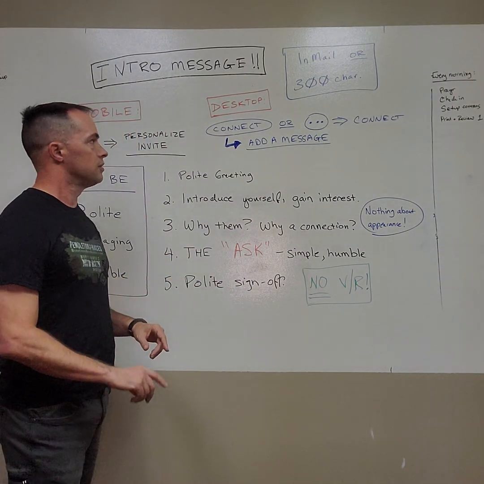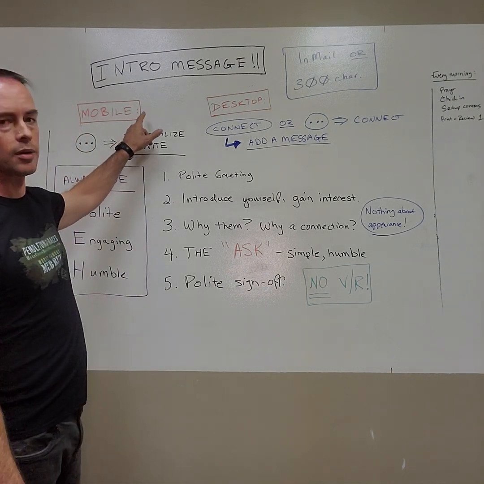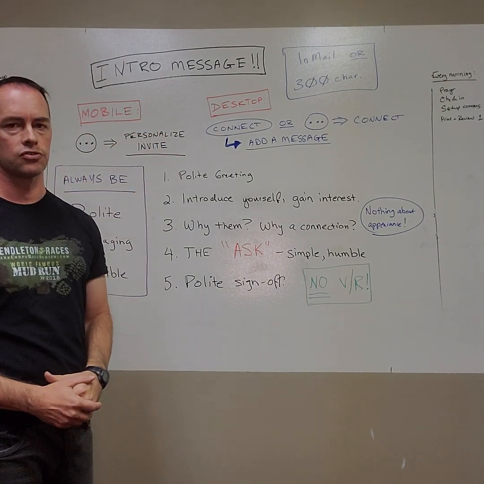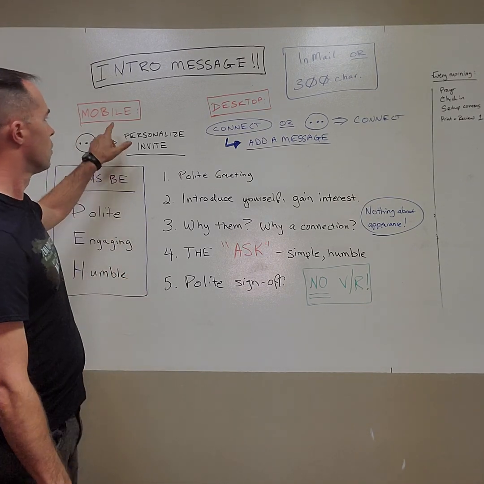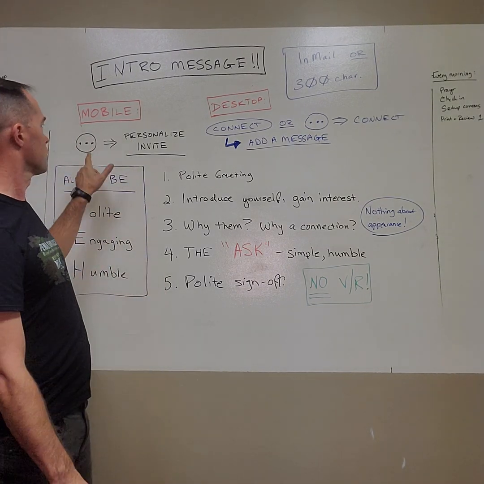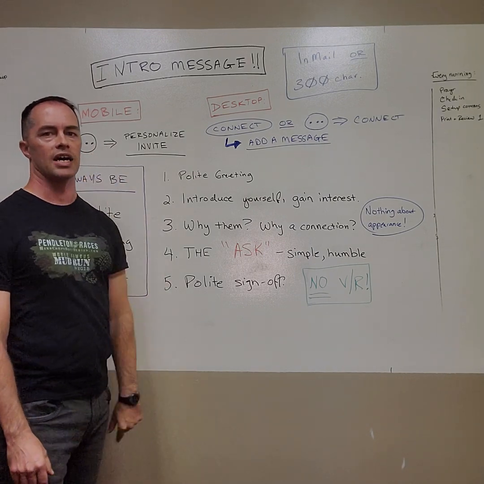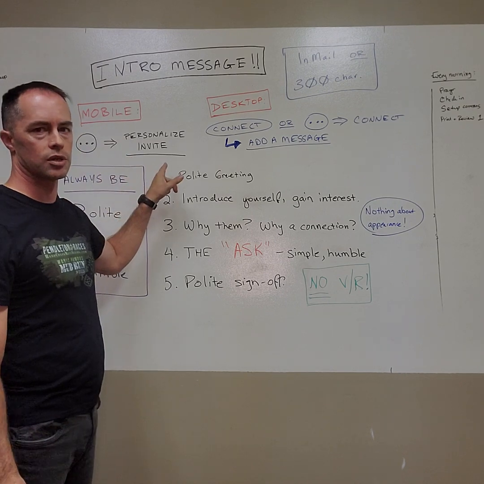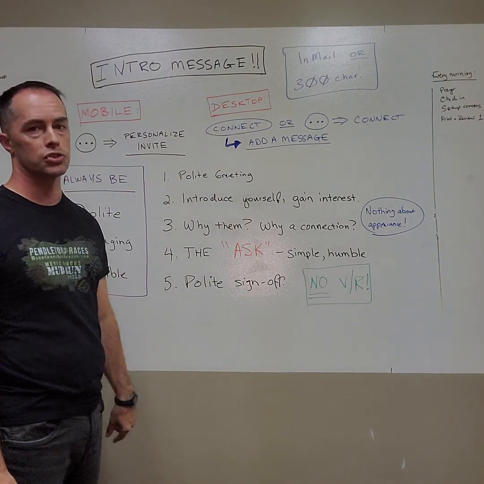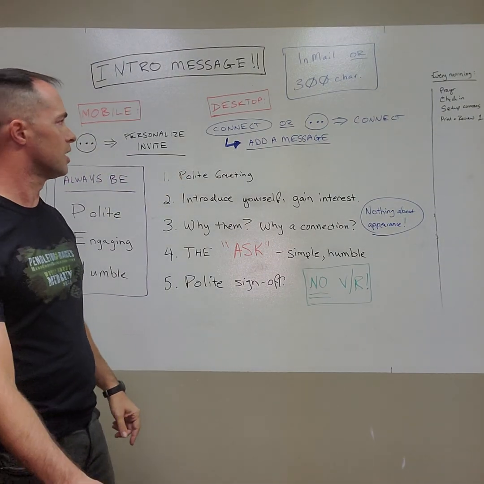Let's jump in the Wayback Machine for just a second and talk about how we request connections, because I feel like this is not well known. I'm going to double tap this. On mobile, remember we have to look for that little circle with the 3 dots. Don't just click the big connect button. The circle with the 3 dots is going to bring you to a drop-down menu, and you click personalize invite, and it's going to take you straight to that message.